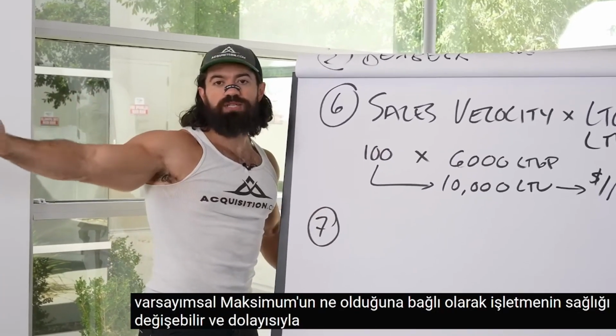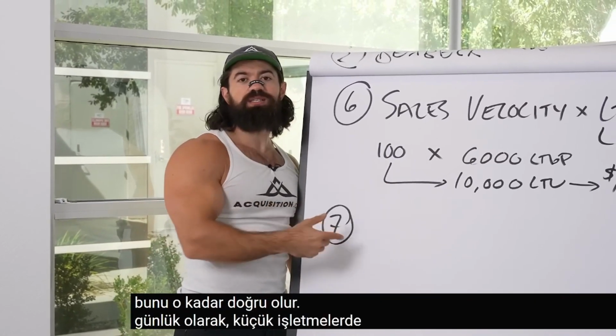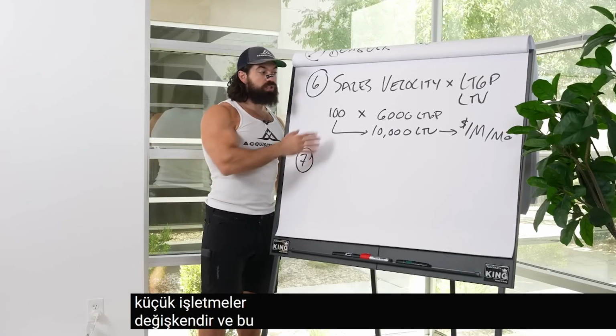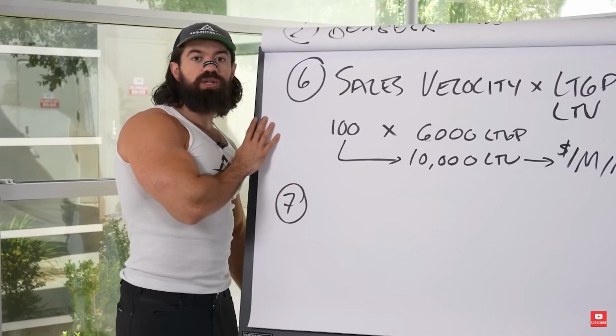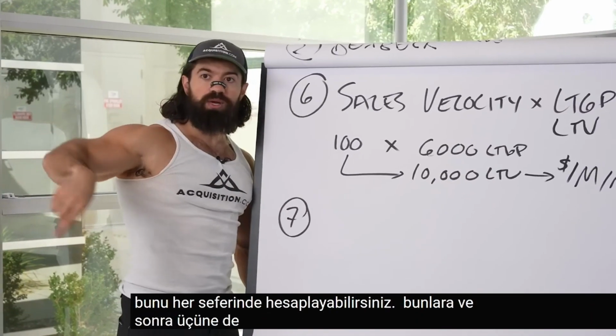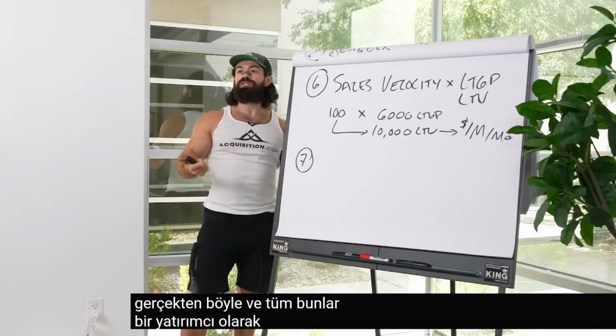The longer period of time you take the average over, realistically, the more accurate it'll be. If you did this on a daily basis, it would be really volatile. Smaller businesses are volatile. So it's good to have snapshots of, okay, what was it trailing 90, trailing 6 months, trailing 12 months to get a much better idea. You can calculate this at each of those, and then you can look at all three and say, okay, this is what I think it really is. All of this helps you ask better questions as an investor.